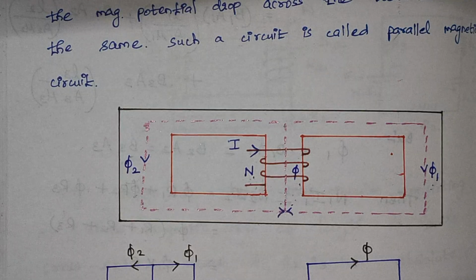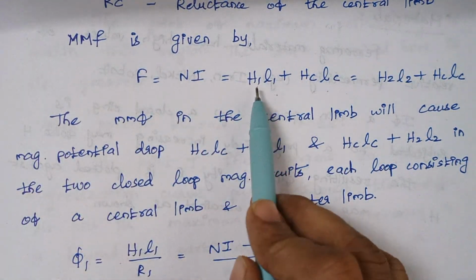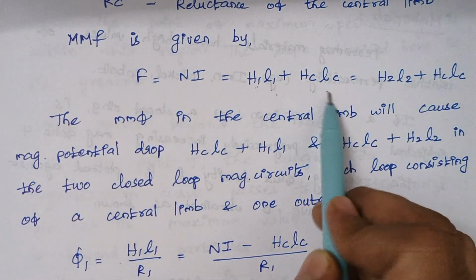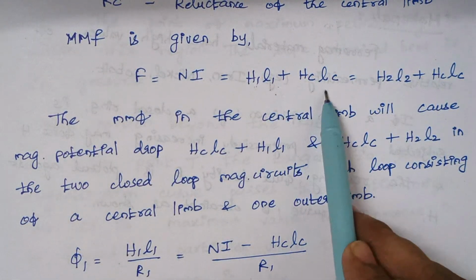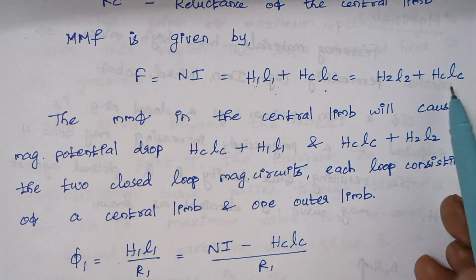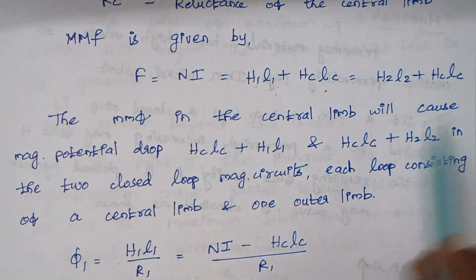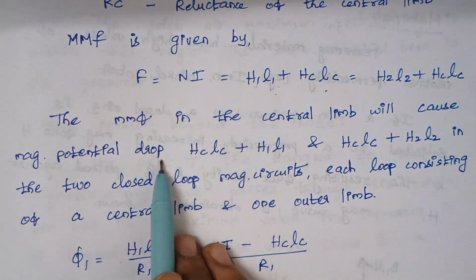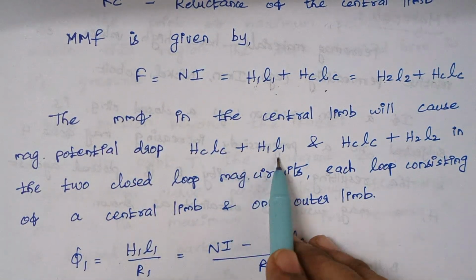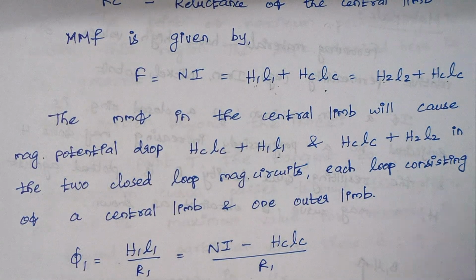Therefore, the value of F is given by H1L1 plus HClC. We can define it in two ways: either it is the summation of one limb plus the central limb, or it is the summation of the other limb and the central limb. So you see the mmf will cause a magnetic potential drop in the central limb, HClC, plus H1L1, and HClC plus H2L2.